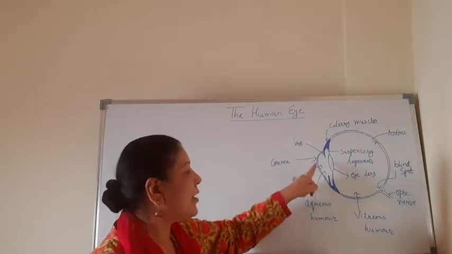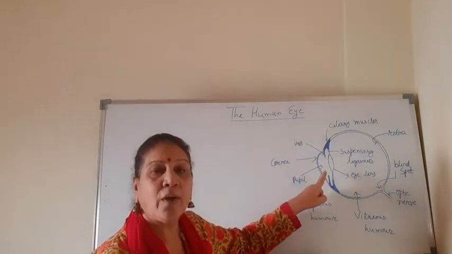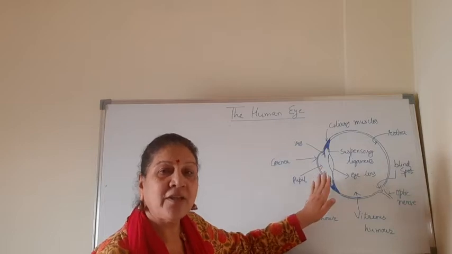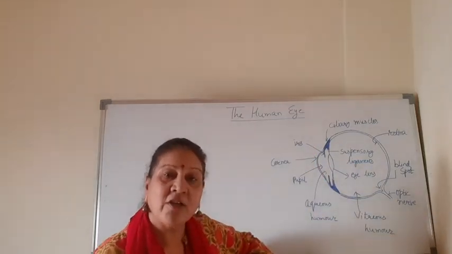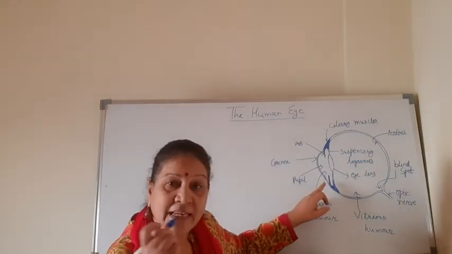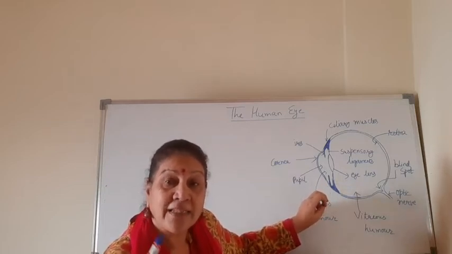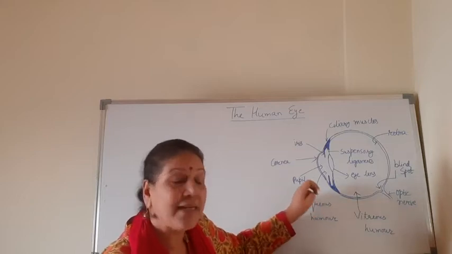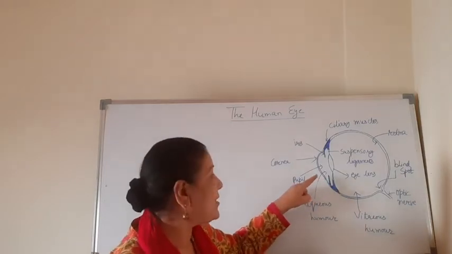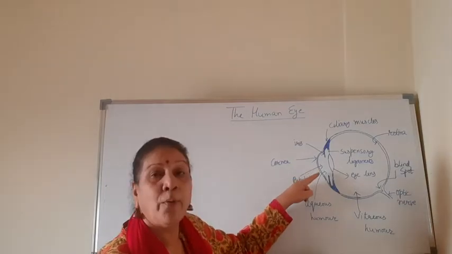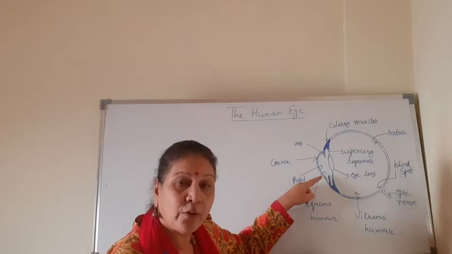So the first part is the cornea, the transparent membrane, which allows the light to pass through it. Most of the refraction happens here. Then we have the iris, the ring structure assembly, which gives the color to the eye. You must have seen brown colored eyes, black colored eyes, hazel colored eyes. All this color of the eye is because of the iris. It has an opening in the center which is called the pupil, and the iris and pupil regulate the amount of light entering the eye.